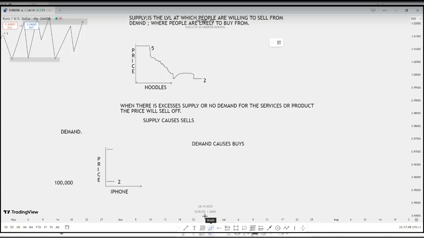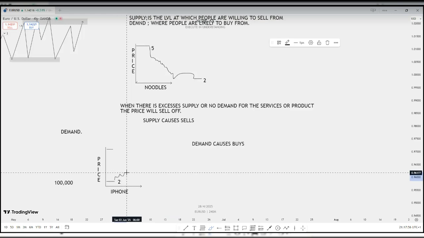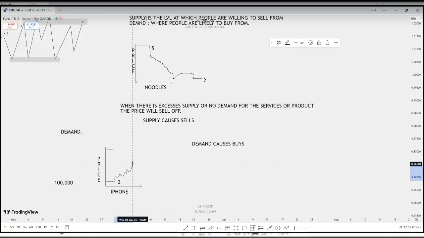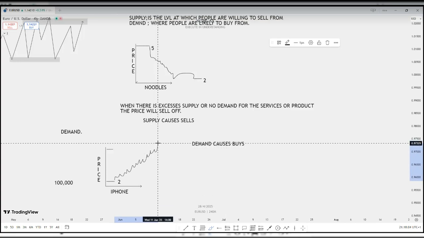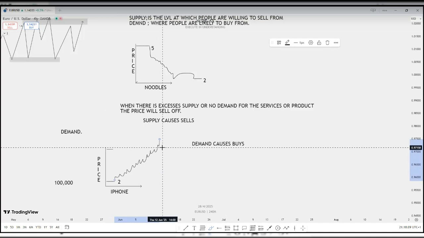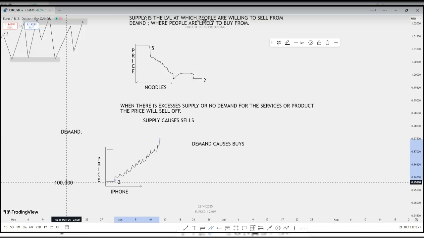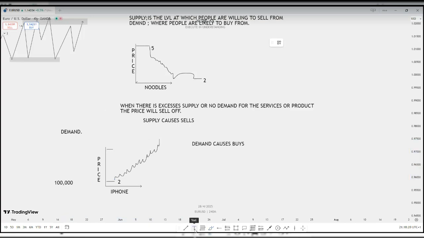What will happen is, since there is massive demand for it, price will start increasing bit by bit. Why? Because there's massive demand for it. At a point, it could even increase to 5 million for one unit. That is when the more it goes down, the higher the price. Which is, it's saying demand brings buys.